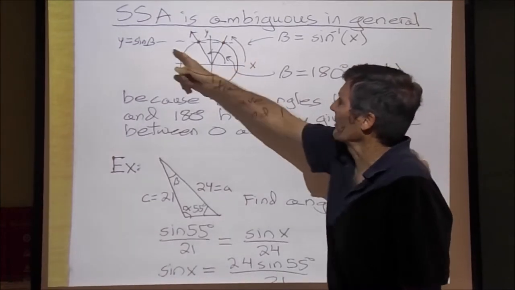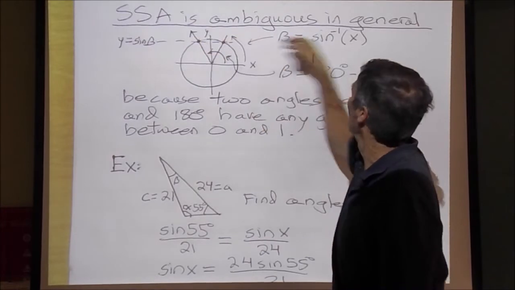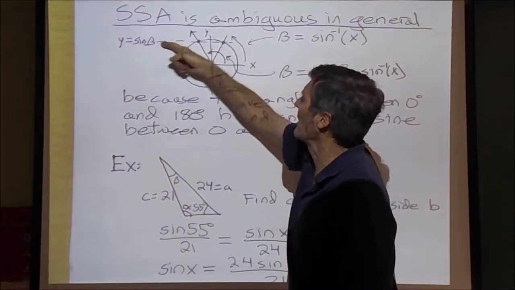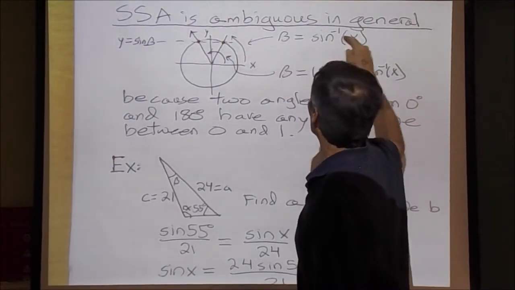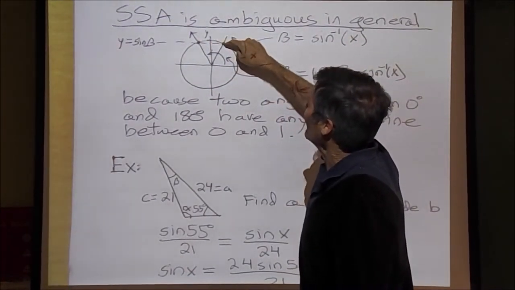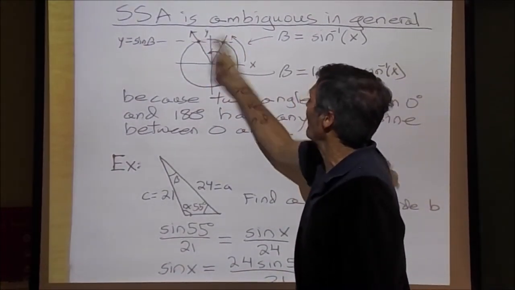But there's always another case. If you solve for all angles such that sine beta equals y, this coordinate here, I should have put y. Look, there are two different angles. This one and this one both have that sine.